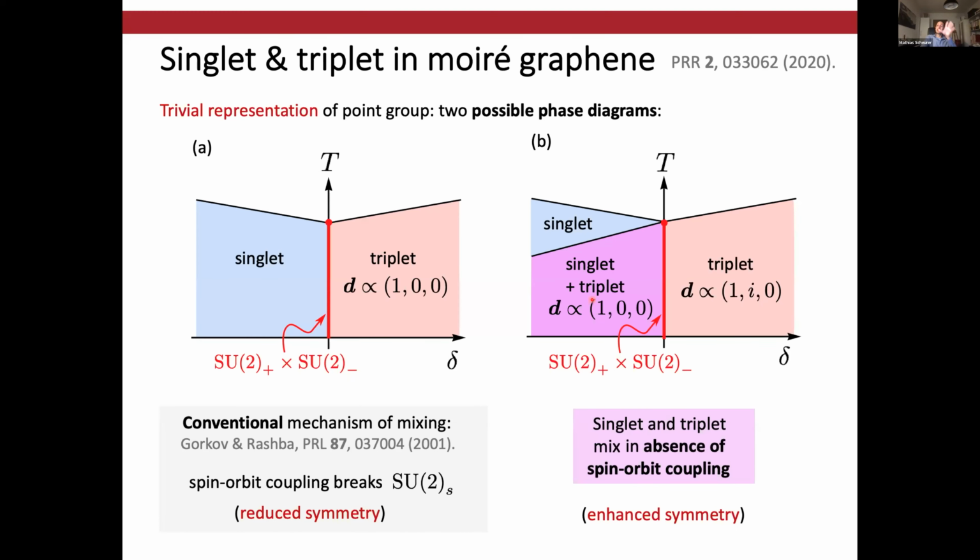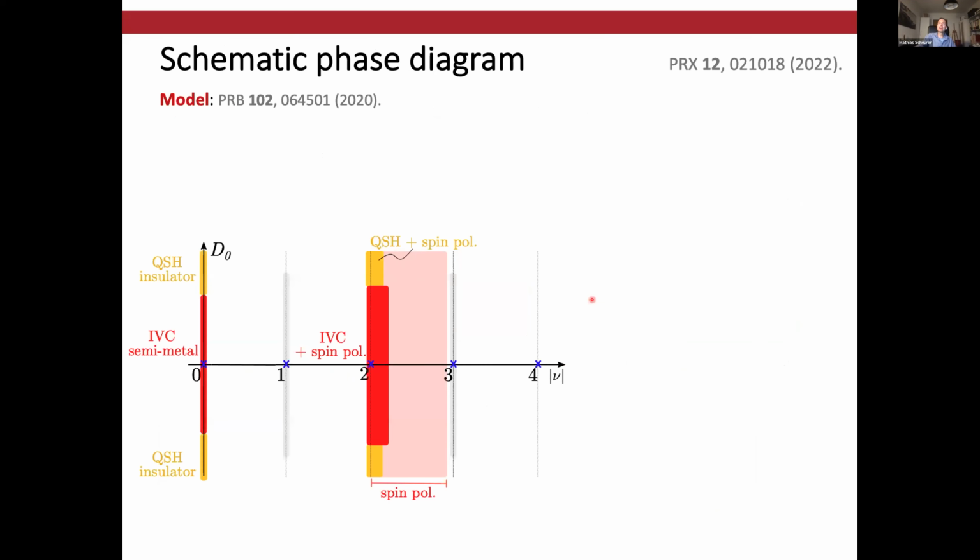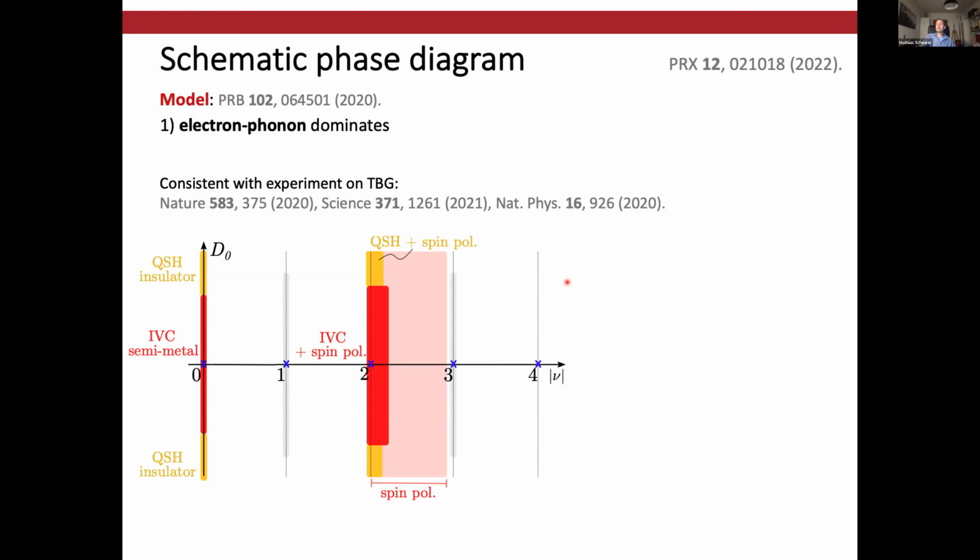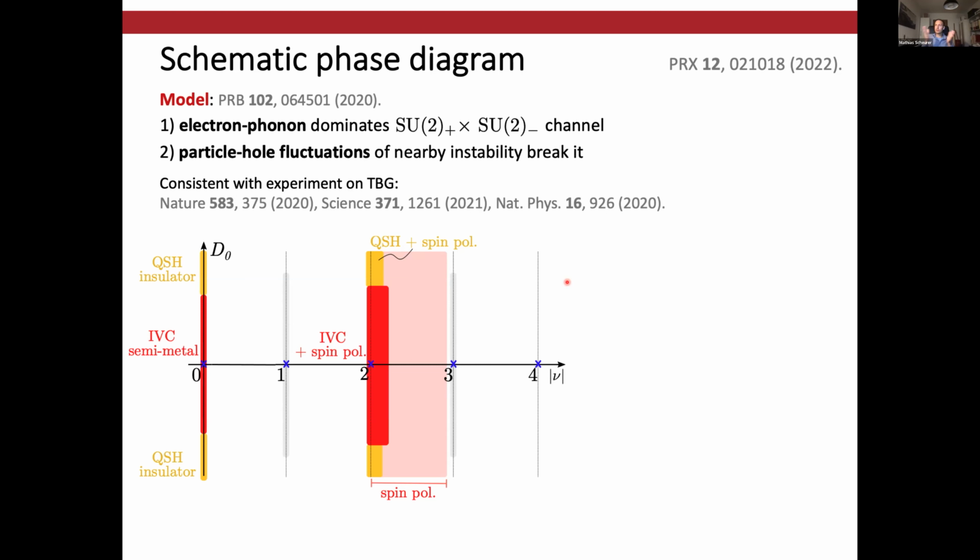Now let me come back finally with this information to the phase diagram and talk about pairing. For this, we have to specify a model. What we use here, we assume electron-phonon coupling is relevant, and it's really crucial to get the Tc right. It's consistent with several screening experiments. And we assume that it's predominantly in this SU(2) cross SU(2) symmetric channel. And there are additional corrections here from nearby particle-hole orders that tip the balance towards either side of these phase diagrams that I showed earlier.